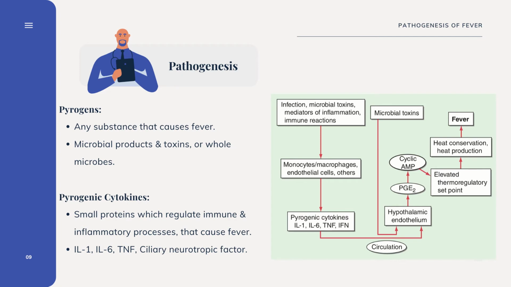Cytokines are small proteins that regulate immune, inflammatory, and hematopoietic processes. Hence, those cytokines that cause fever are called pyrogenic cytokines. They were formerly referred to as endogenous pyrogens. They include IL-1, IL-6, tumor necrosis factor, and ciliary neurotrophic factor.